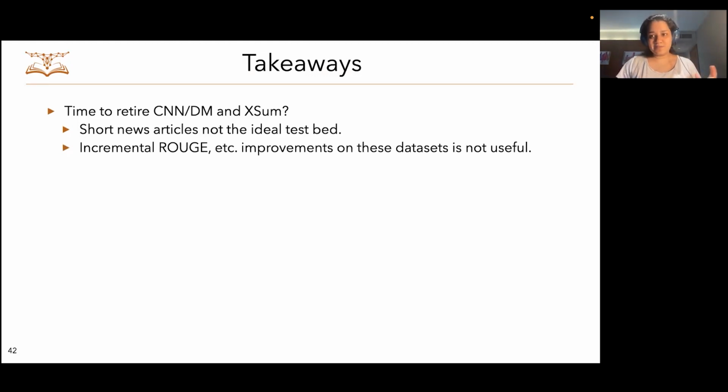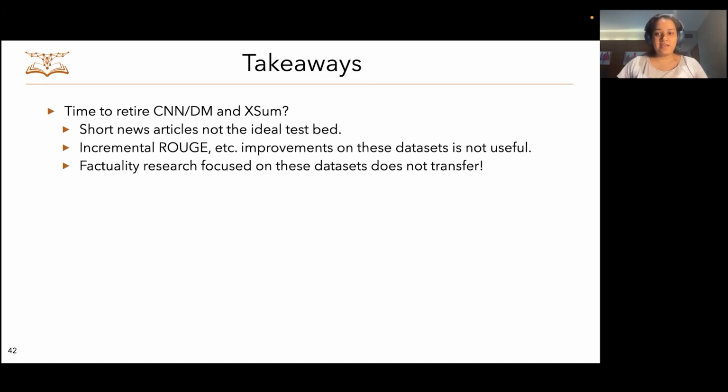Incremental ROUGE improvements, which has driven so much of the research in the past few years, is not useful. And we've seen this in a lot of ways, but we also saw that so much of the factuality research that focused on these datasets did not transfer to this GPT-3 setting.